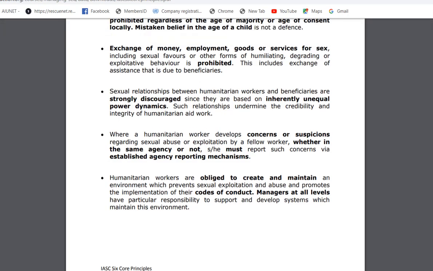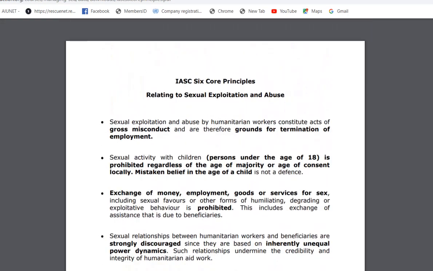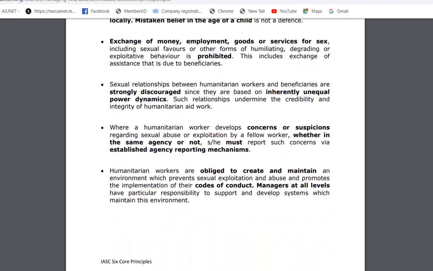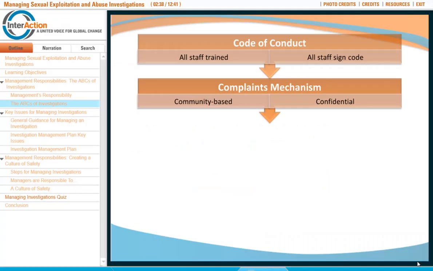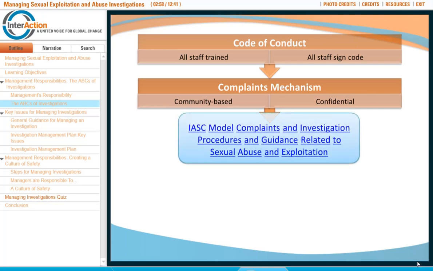When the standards of conduct are clear, the next step is to establish mechanisms for receiving complaints about violations of the standards. Complaints mechanisms must be community-based, easily accessible, confidential, and safe. The IASC protocol, also known as the Model Complaints and Investigation Procedures, describes how to establish complaints mechanisms. It also covers elements of the code of conduct, training issues, and many other key issues. Click here to see this document.